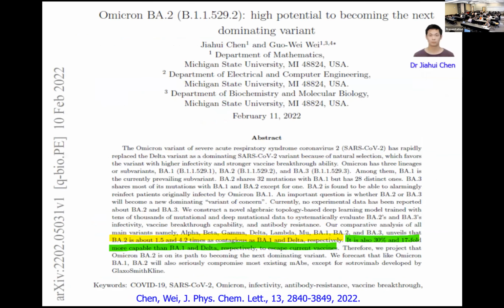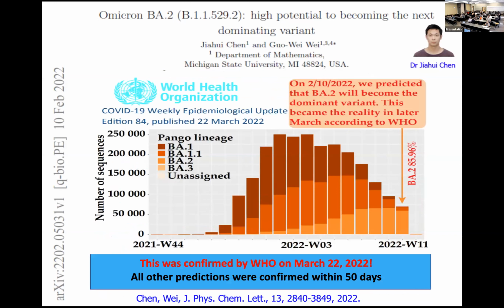We actually made a prediction on February 10, 2022. We said this one particular variant, BA2, has high potential to become a dominant variant. That's what we said at that time. And then you can see later on, the WHO announced this one became dominant, a couple of months later. So we actually can forecast which variant is going to become dominant in the future.